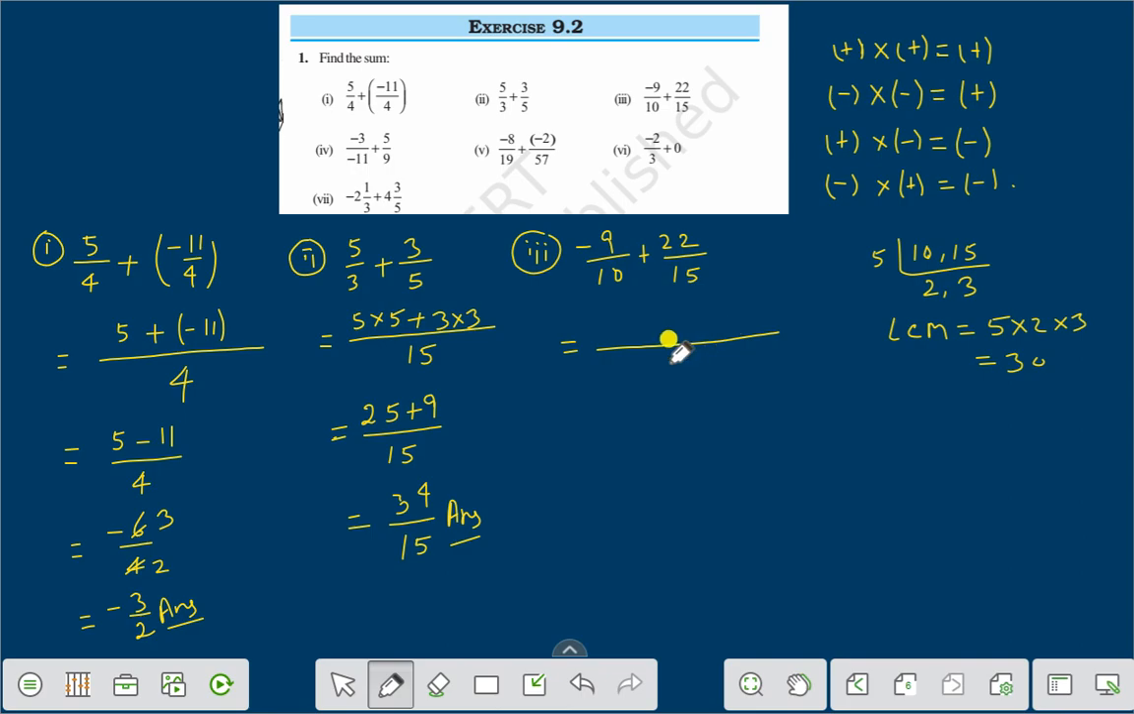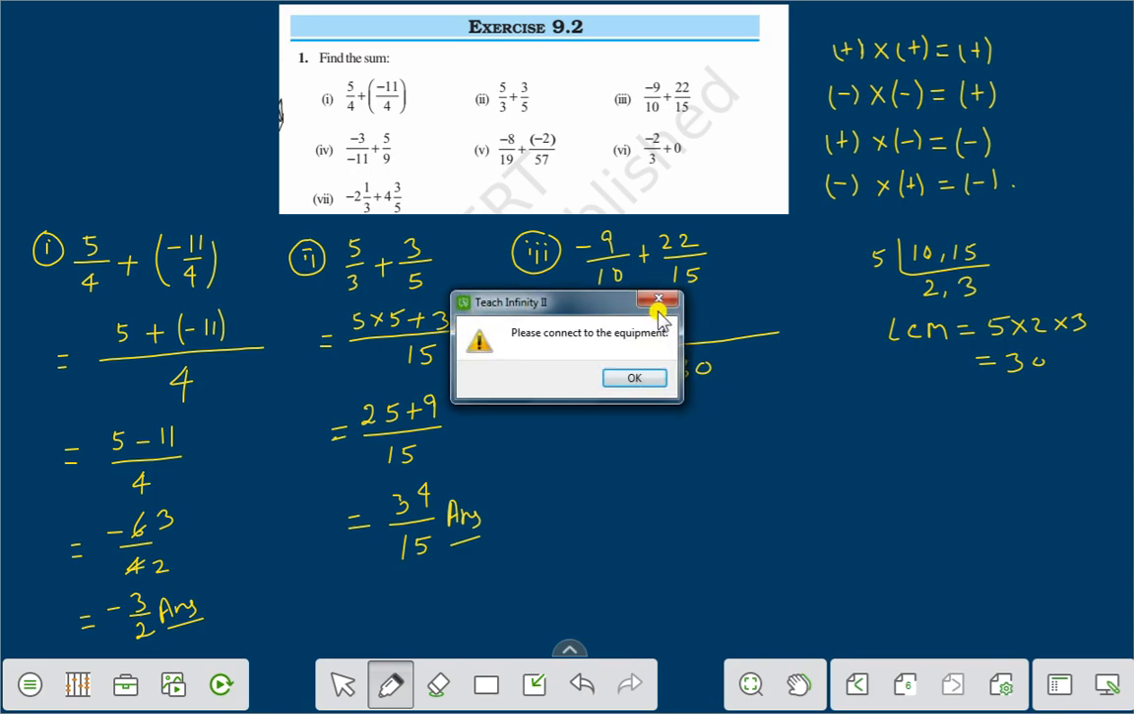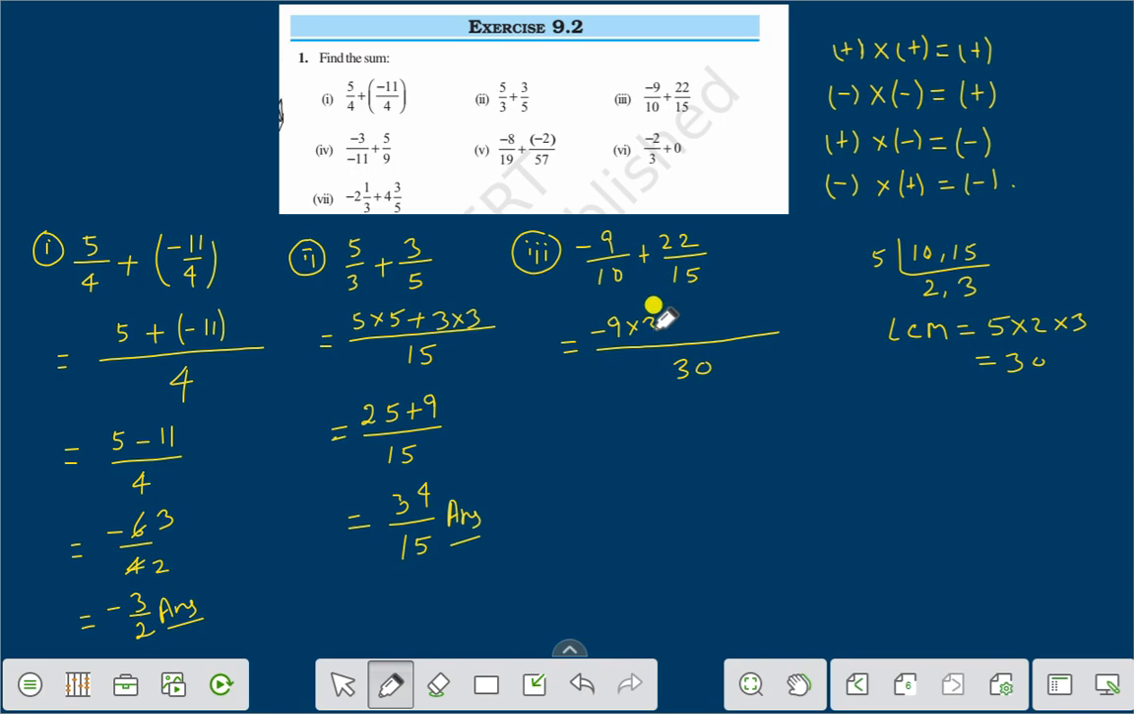If we divide 30 by 10, it is 3. That is minus 9 into 3, plus, if we divide 30 by 15, it is 2. That will be 22 into 2. That means you are getting minus 3 9s are 27, minus 27 plus 22 into 2 is 44.